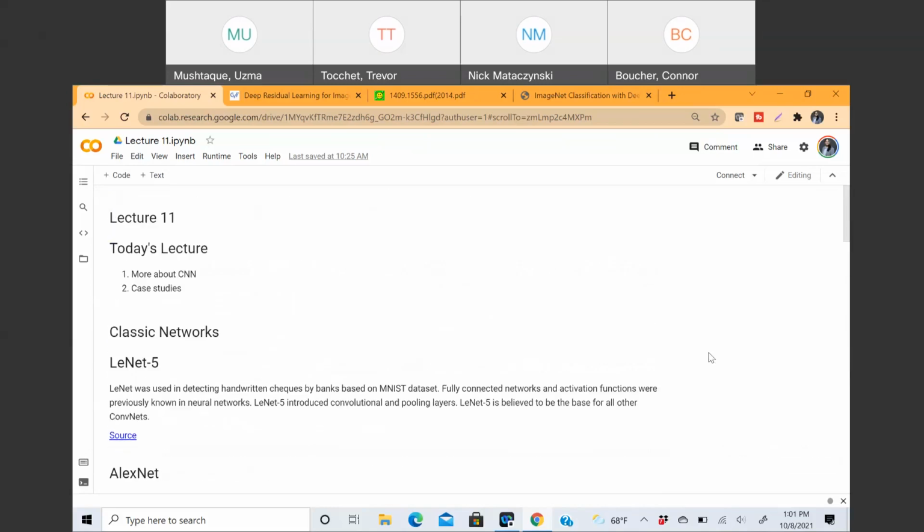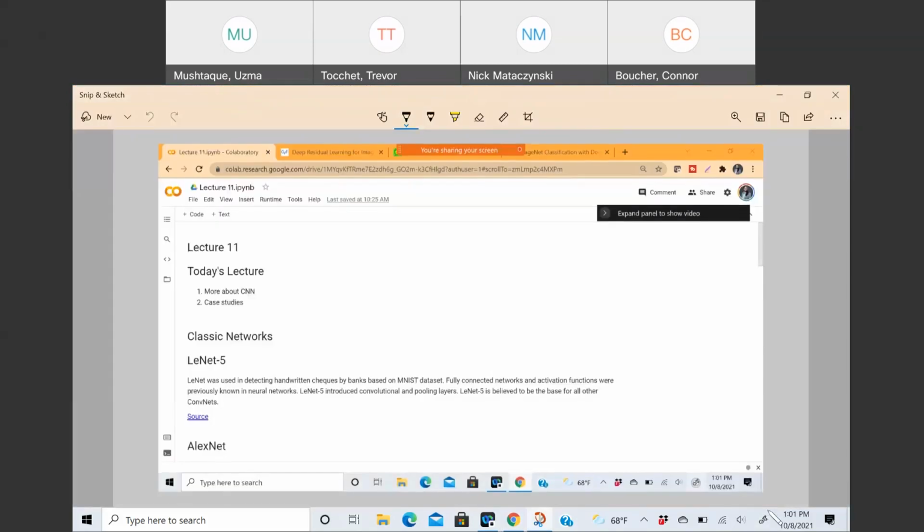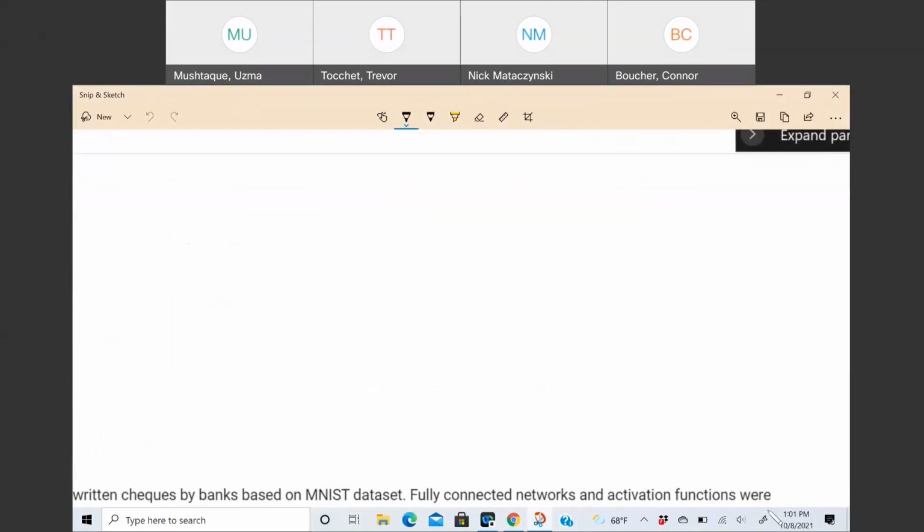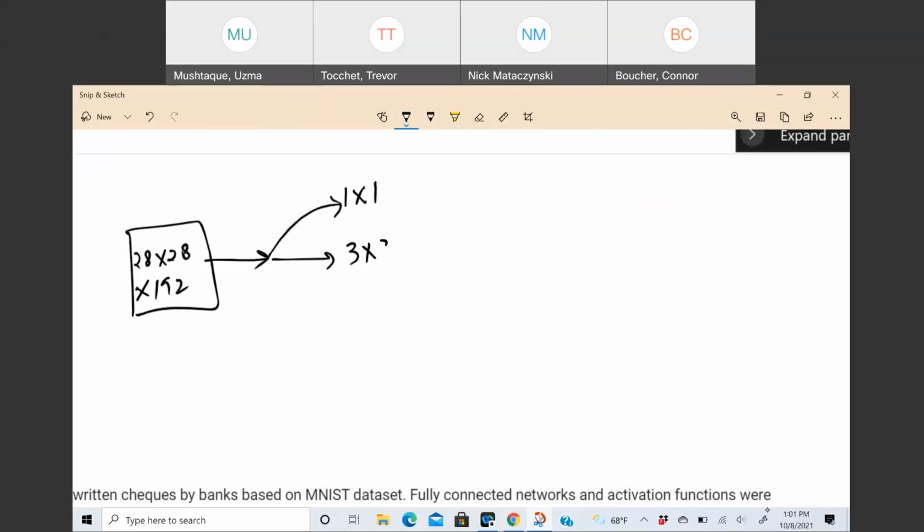Let me draw it here. What they're doing is, maybe instead of having multiple layers in sequence, why don't we have all the layers in parallel? That's the idea here. Let's say I have a, I don't know, 28 by 28 by 192 input. What I can do is take it in different ways. Maybe I can apply a 1 by 1 convolution, maybe a 3 by 3 convolution, maybe a 5 by 5, and I can apply max pooling as a parallel option to this input, right?